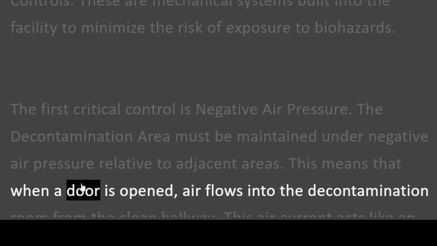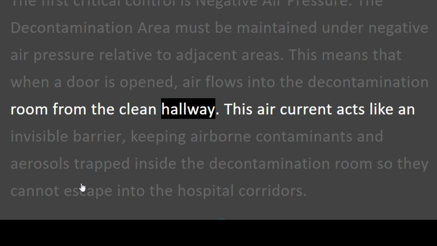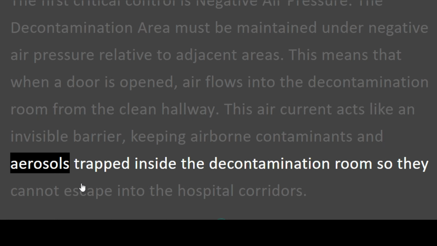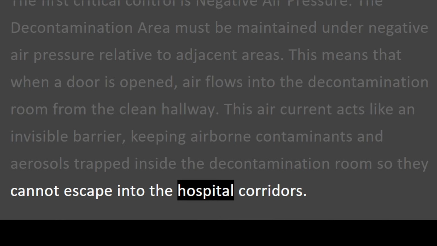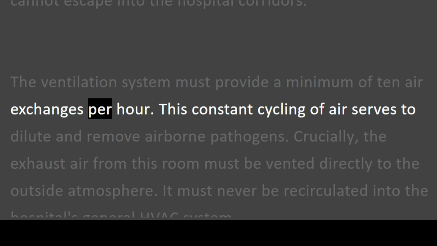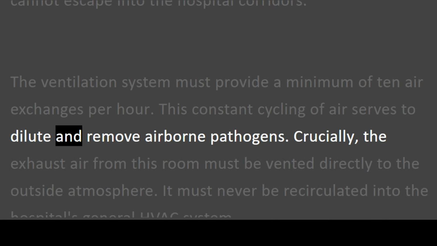This means that when a door is opened, air flows into the decontamination room from the clean hallway. This air current acts like an invisible barrier, keeping airborne contaminants and aerosols trapped inside the decontamination room so they cannot escape into the hospital corridors. The ventilation system must provide a minimum of 10 air exchanges per hour. This constant cycling of air serves to dilute and remove airborne pathogens.